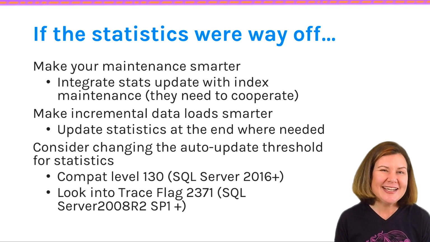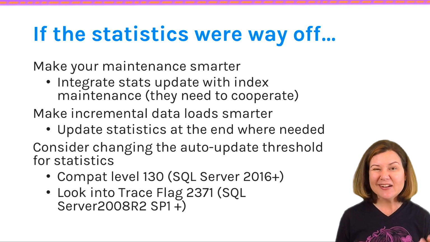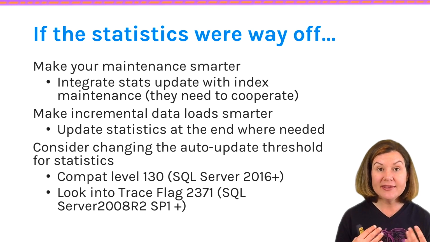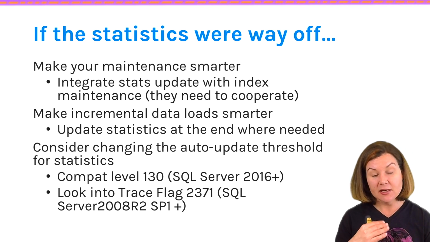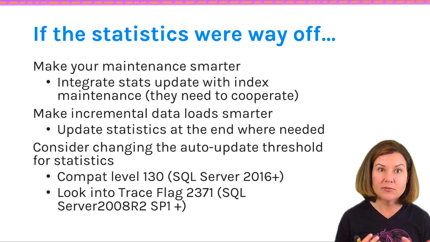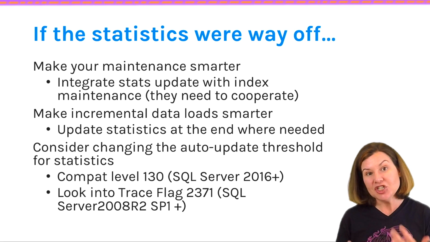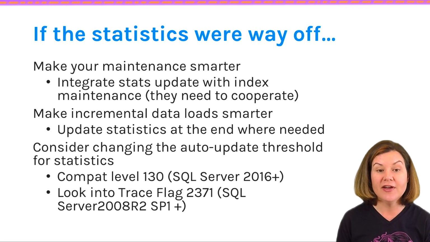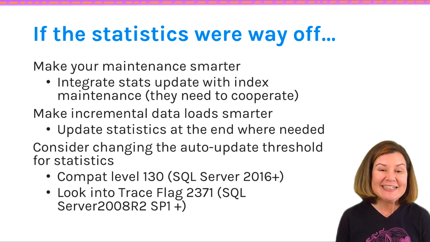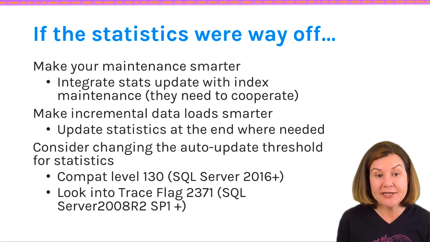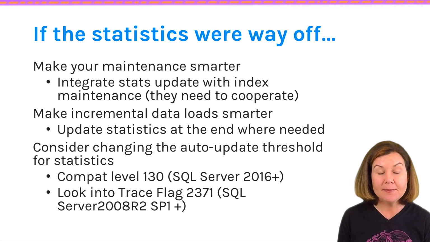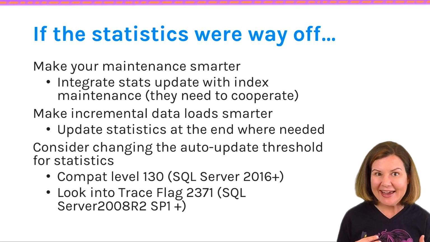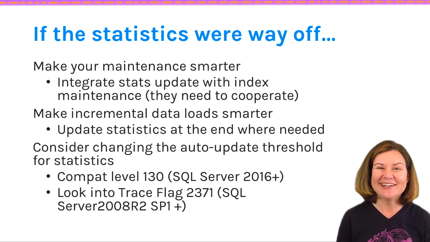You could also look at when you do data loads and make them smarter. Do you do an incremental load where you churn a bunch of data in some tables? If so, at the end of that data load, you might want to have the data load update statistics for sensitive columns that are queried afterward, so that after I change a bunch of data, I make sure I have fresh statistics there so that those are faster. You could also consider changing the threshold at which statistics auto-update. In SQL Server 2016, if you're at compat level 130, you'll use a new and improved algorithm that doesn't just go with that flat 20% approximately threshold.